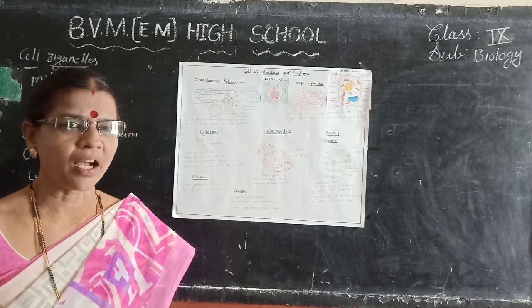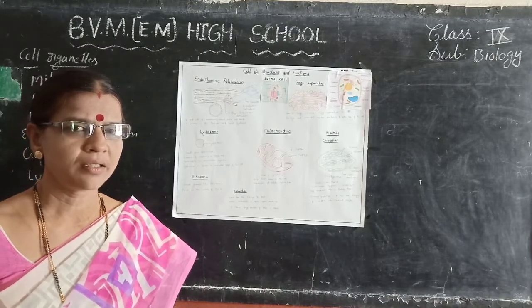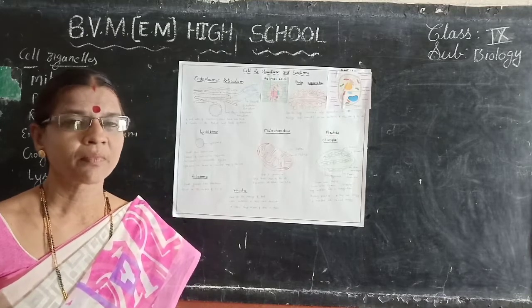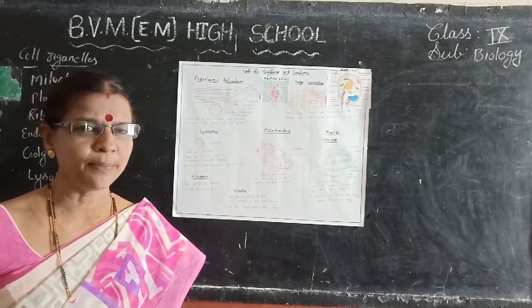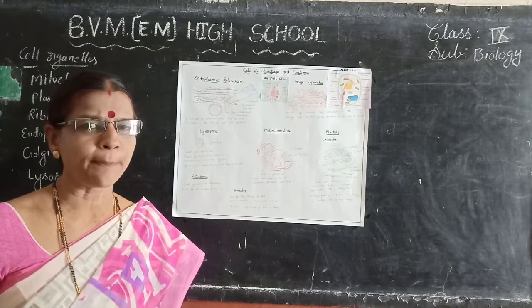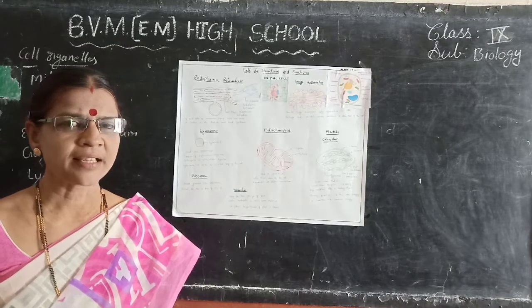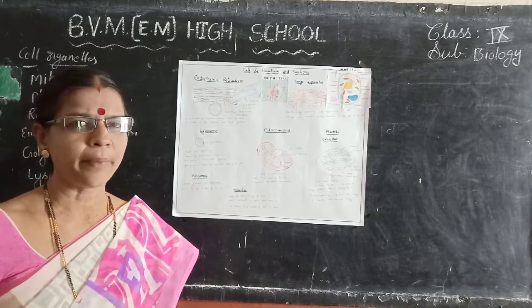Next, cell wall. We also know about cell wall. Cell wall is the unique feature in plant cells. It is tough and flexible. It gives strength to the plant and it continuously exchanges substances with other cells during growth and development.